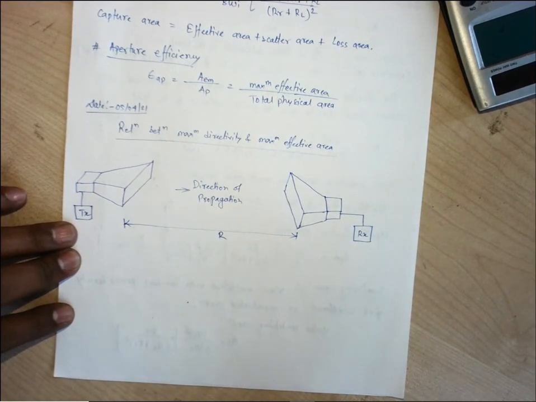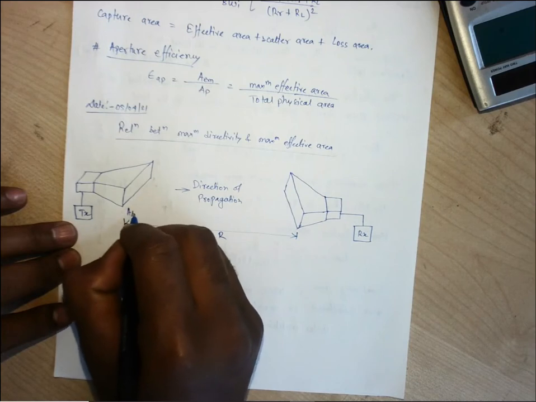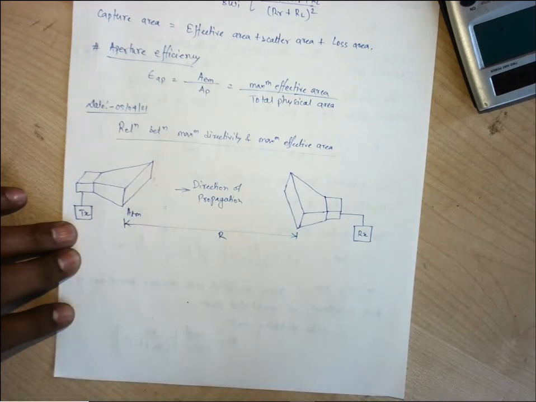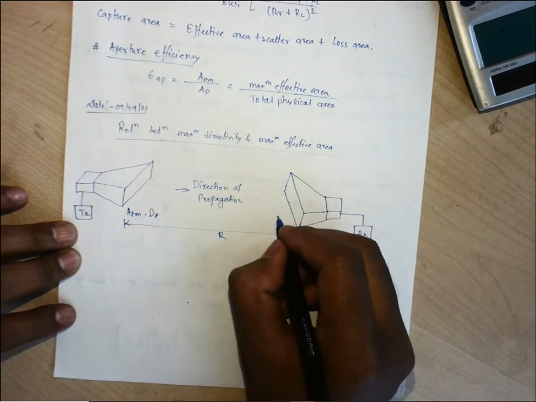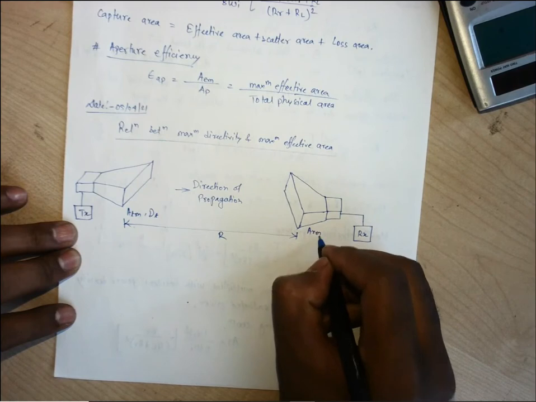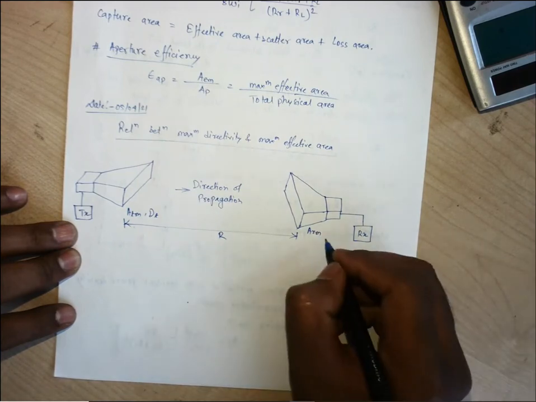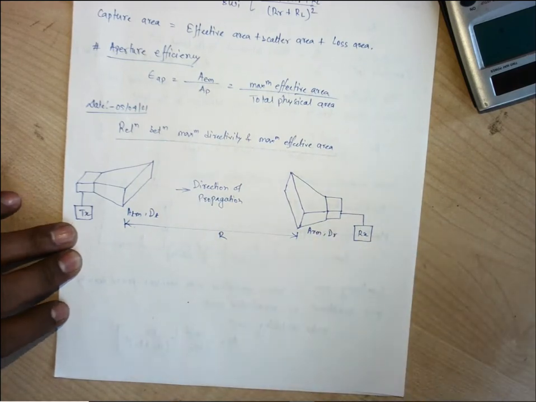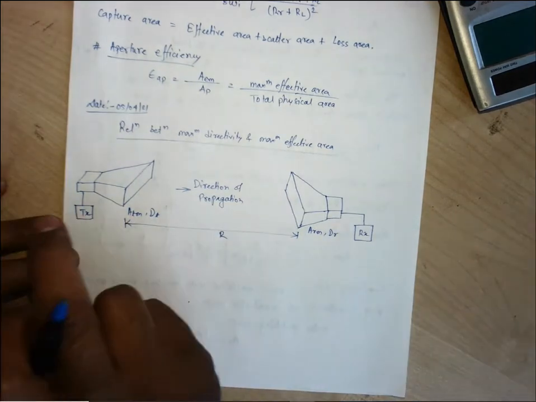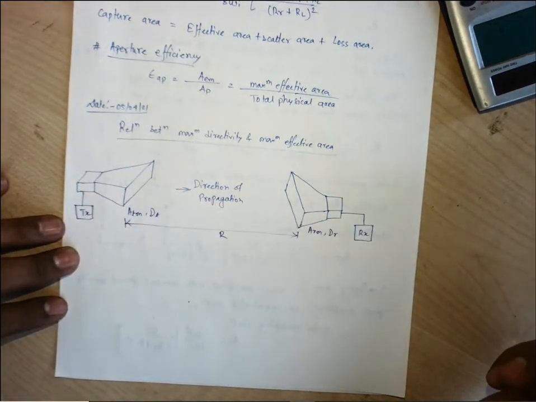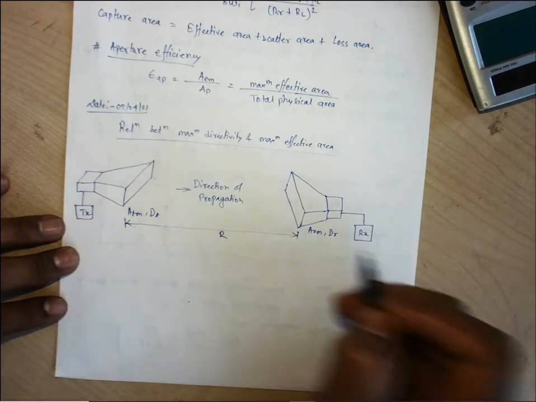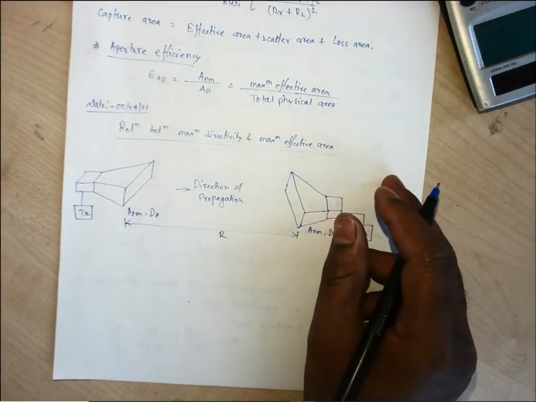This transmitter will have a certain effective aperture, and it has a certain directivity. Same for this receiver, it will also have a certain effective area and a certain directivity. So we have a transmitter and a receiver, these are the specifications of the transmitter and receiver, and they are separated by a distance r.